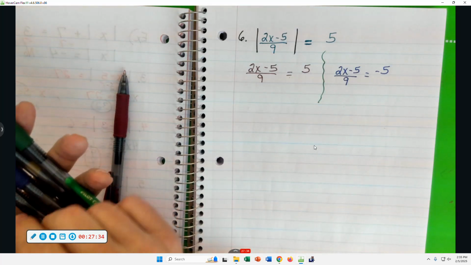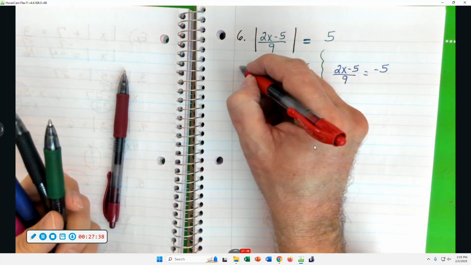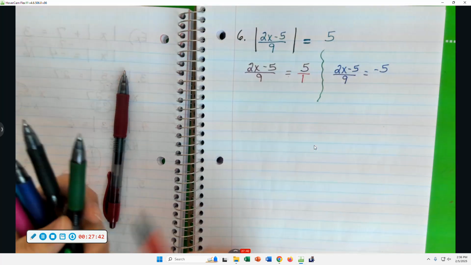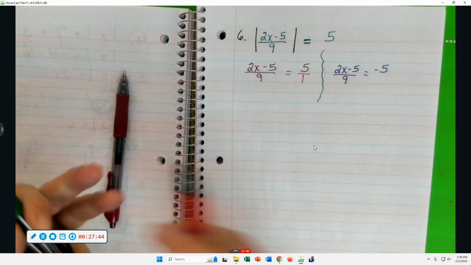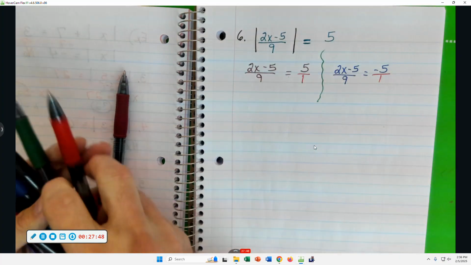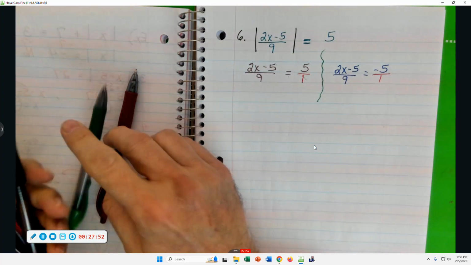So let's see. I think I'll multiply both sides here by 9. Hey, Tony, do you remember the little cross multiplication? Yeah, you could do it like that too. Do y'all remember cross multiplying on Monday? Fraction equals fraction. I'd do it like this. We'd have 2x minus 5.